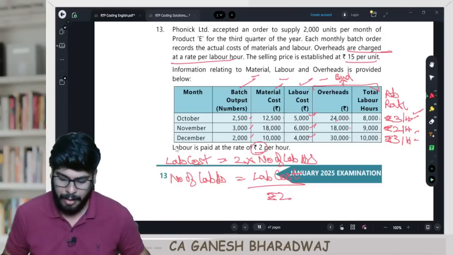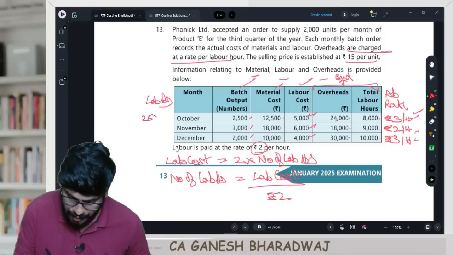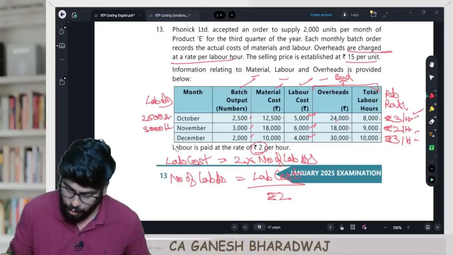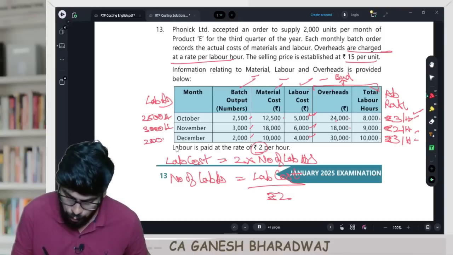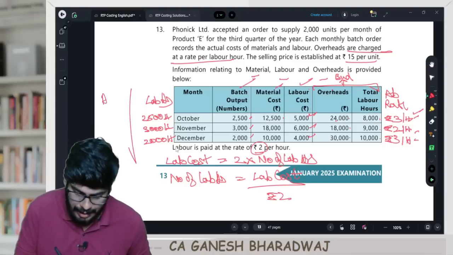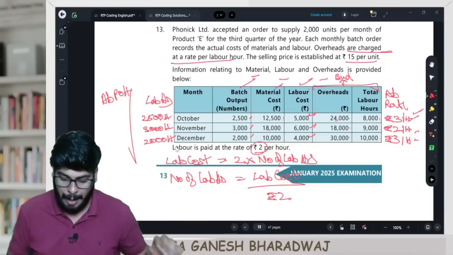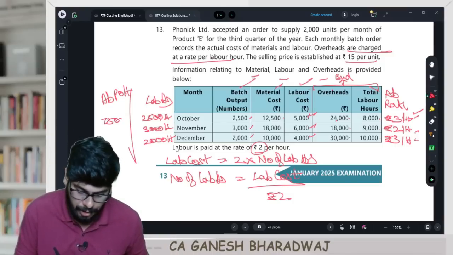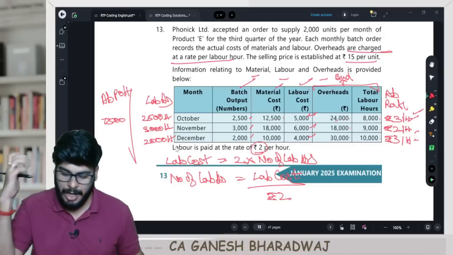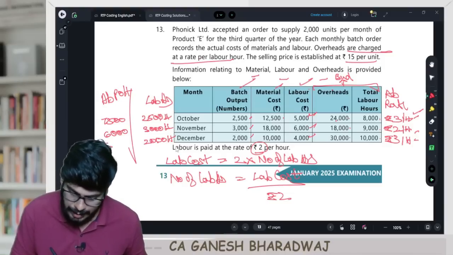So, for example, for the month of October, the labor hours is going to be how much? 5,000 divided by 2, 2,500 hours. Similarly, November, 6,000 divided by 2, 3,000 hours. For December, 4,000 divided by 2, a total of 2,000 hours were worked. Correct? So how much is going to be the absorbed overheads? The absorbed production overheads is going to be 2,500 into 3 rupees. So for the month of October, the absorbed overheads is going to be 7,500 rupees. Similarly, for the month of November, 3,000 hours, each hour I need to charge at the rate of 2 rupees, 6,000 rupees. And for the month of December, it's 2,000 into 3, once again 6,000 rupees.